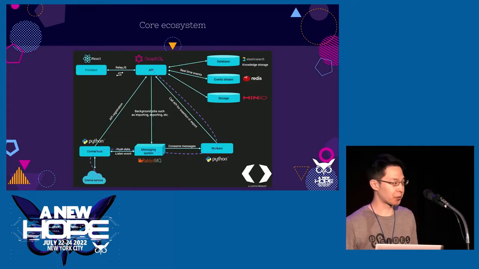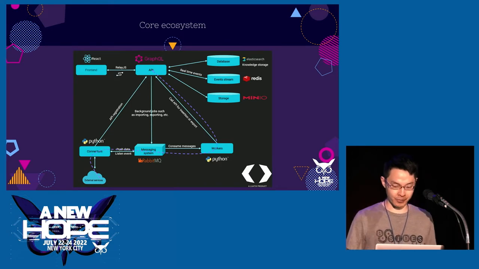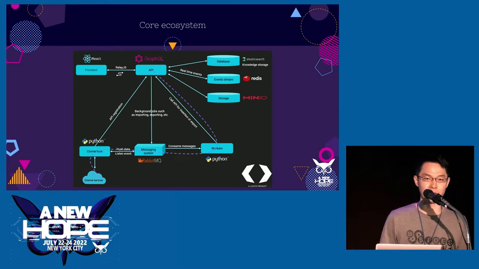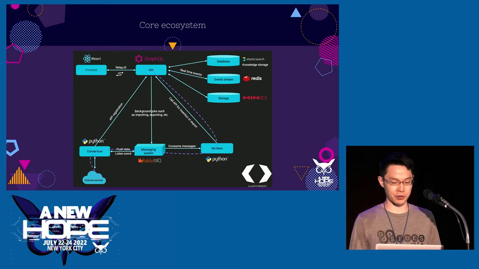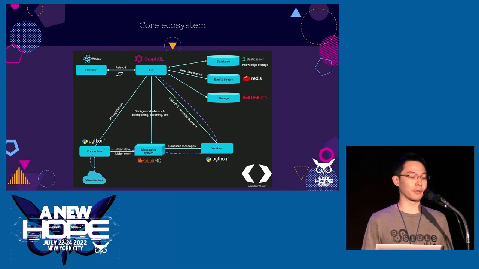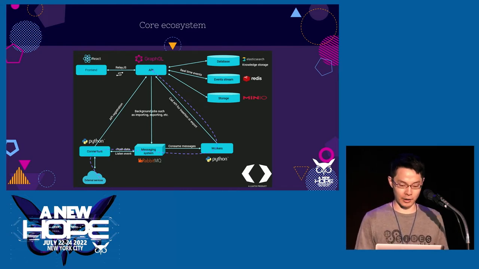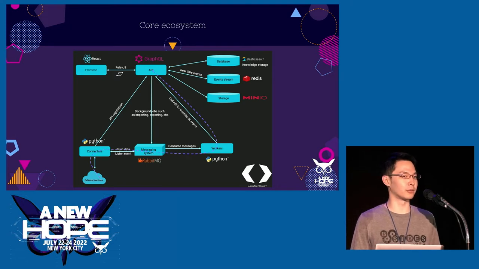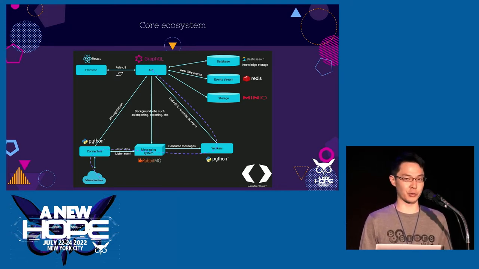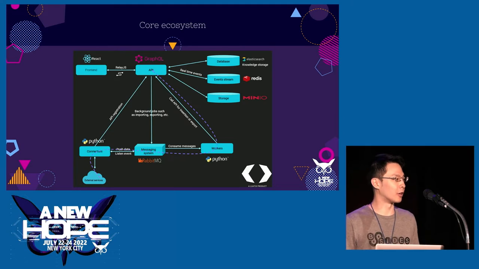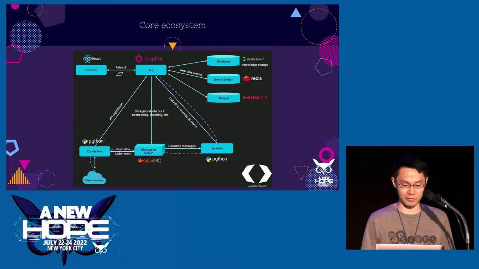So this core ecosystem, like I mentioned before, uses open source tools and technologies. We have Elasticsearch or OpenSearch for your persistent database. Everything gets written and read into it. Redis keeps track of your cache and your non-persistent storage that doesn't need to be saved.